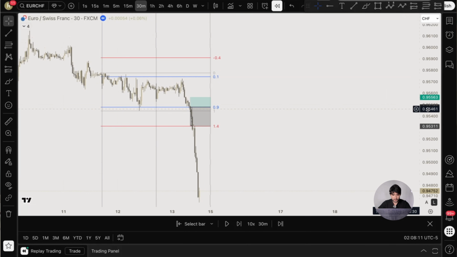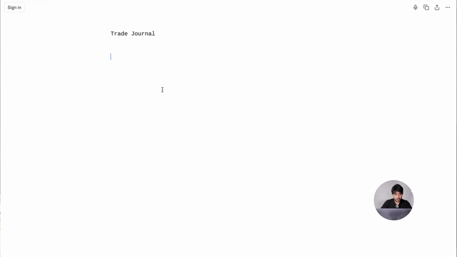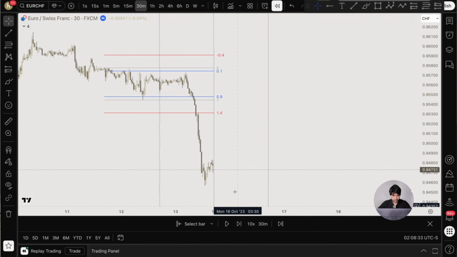So of course we have a -1 there, so we'll get rid of that on screen, and we'll come to our trade journal here, and we'll go ahead and denote a -1 RR, and we'll let this range finish out.